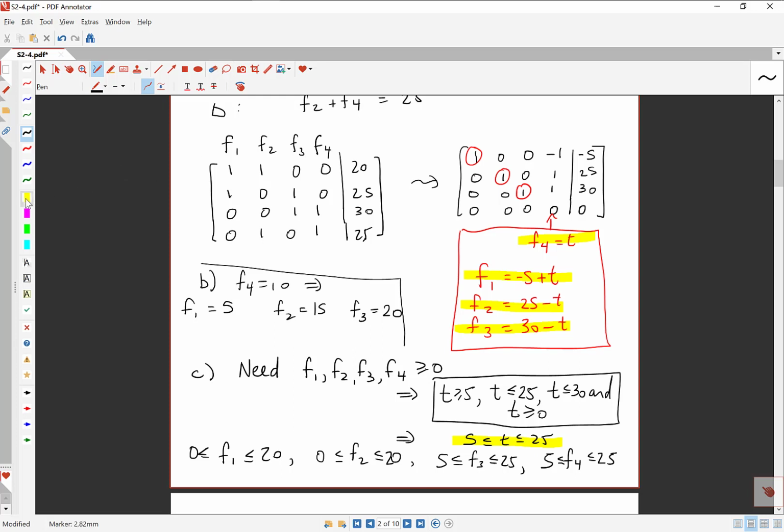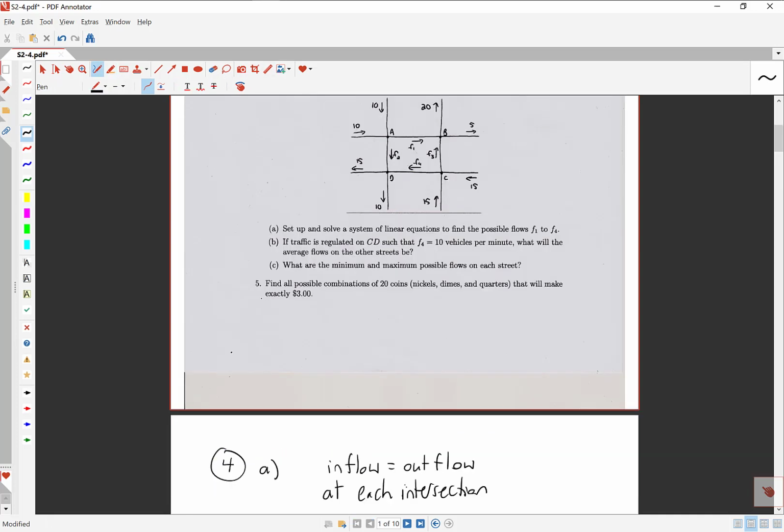So there we have our solution to part C, where we've described what values each flow can take on. So very last problem, number 5, we're going to find all possible combinations of 20 coins. We're considering the coins to be nickels, dimes, and quarters. That will make exactly $3.